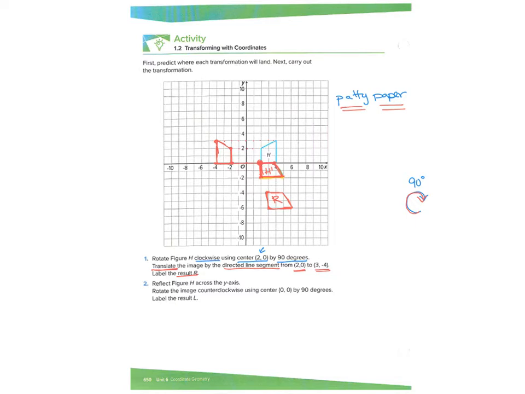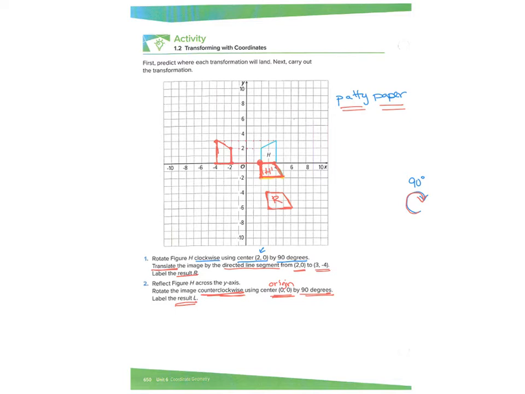Next, it says rotate the image counterclockwise using center 0, 0 by 90 degrees. Label the result L. So I'm actually going to give you a rule to help us here. If you're using patty paper, we could do it that way. But in absence of patty paper, there is a rule for rotating around the origin, that's important, by 90 degrees. It wouldn't have worked in number 1 because I was using 2, 0.